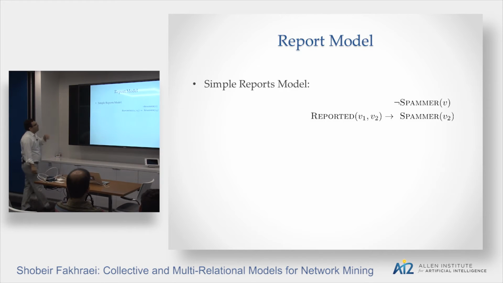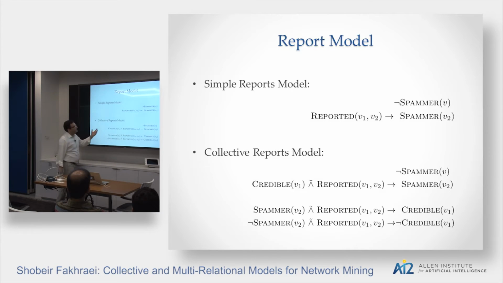So back to our model. We first start with a simple reports model. And we say, OK, most people are not spammers in the network, because we know only 4% of the people are spammers, so we put a negative prior on this. And the second thing is, just simply, if user 1 reported user 2, then user 2 is a spammer. So this is roughly equal to just counting the number of reports that a person received. This is not collective, very simple.